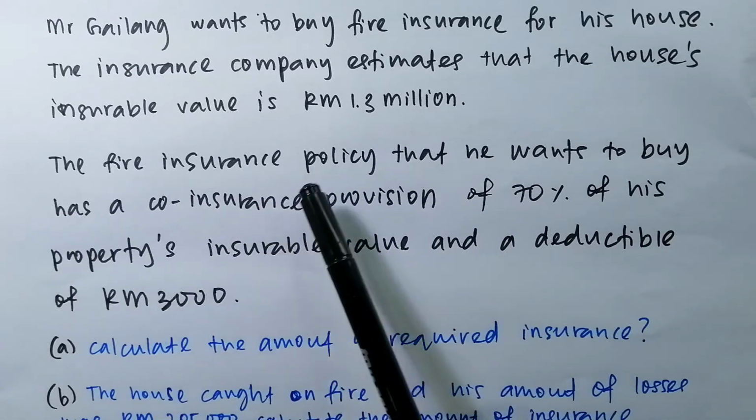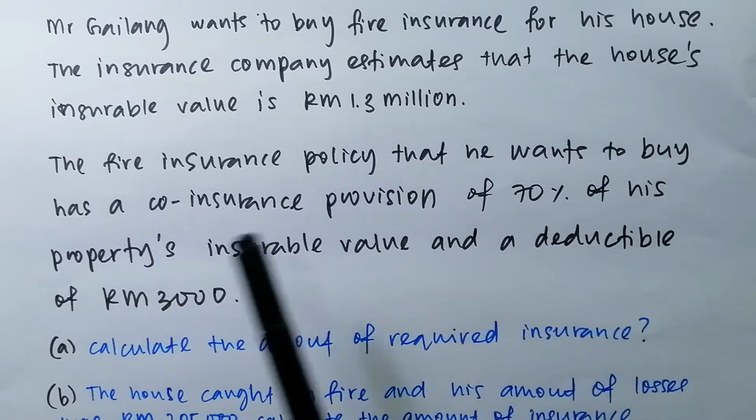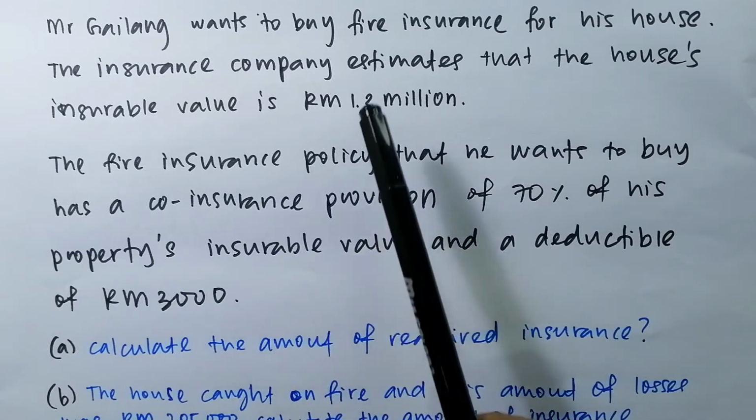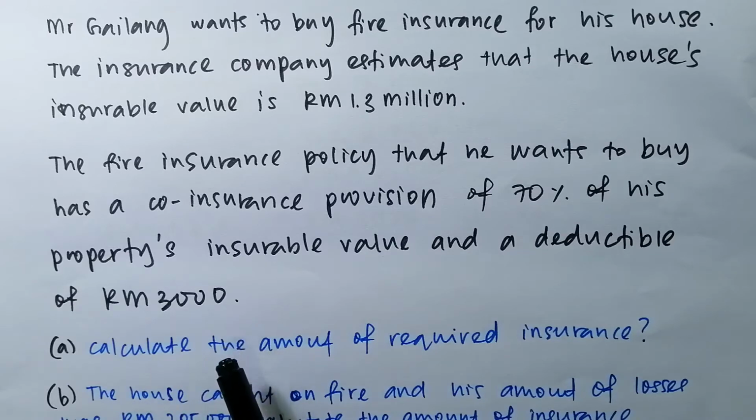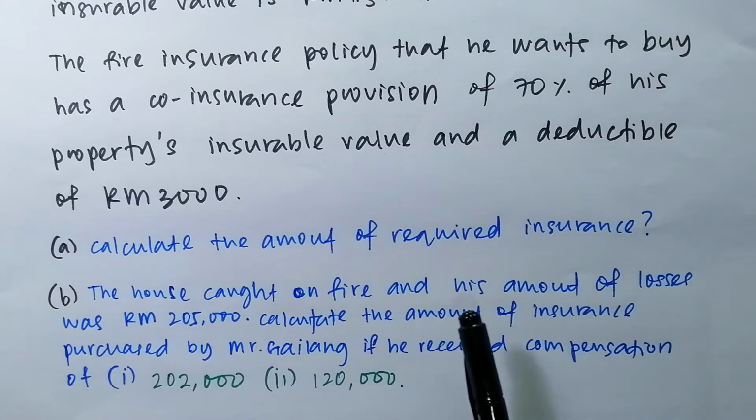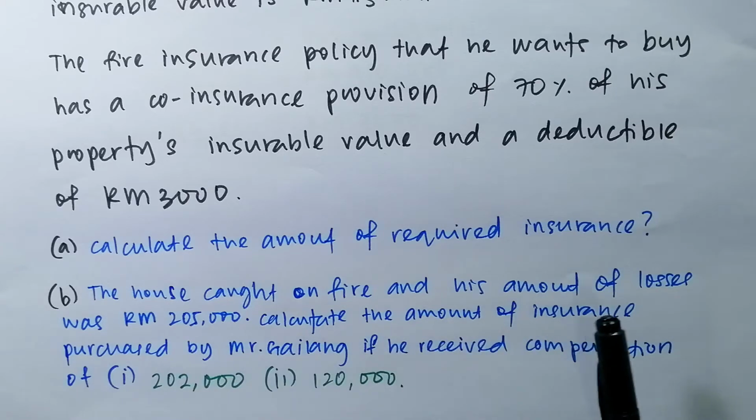The fire insurance policy that he wants to buy has a co-insurance provision of 70% of his property's insurable value, which is 1.3 million, and a deductible of RM3000. The first question wants us to calculate the amount of required insurance. The second is: the house caught on fire and his amount of losses was RM205,000. Calculate the amount of insurance purchased by Mr. Geylang if he received compensation of 202,000 and 120,000.